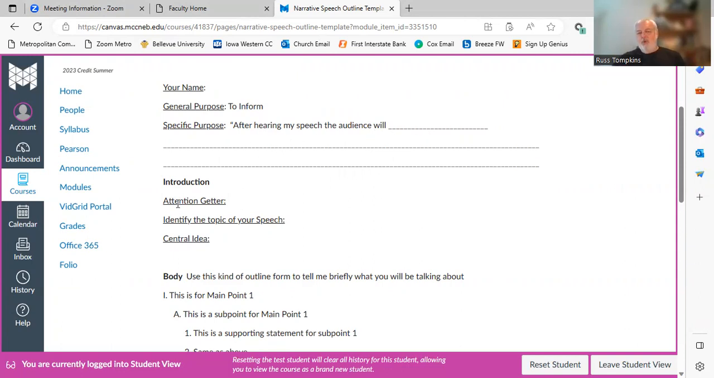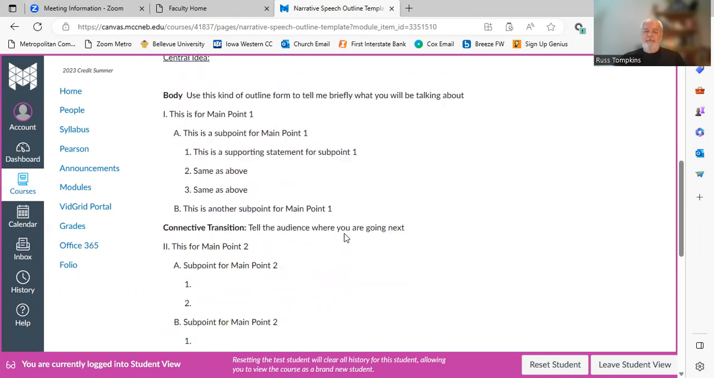Then I want you to tell me, what are you going to do for attention getter? How will you begin your speech? That's what you type in next to this. Here, identify the topic of your speech. Not in a complete sentence, just what's your speech about? And this is the central idea. This is the sentence that should be a complete sentence that you're going to use at the beginning of your speech that tells us what you're talking about.